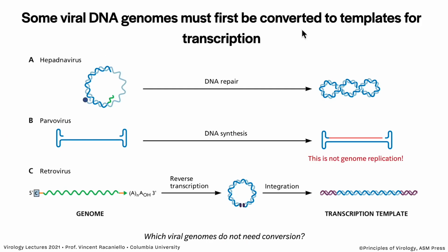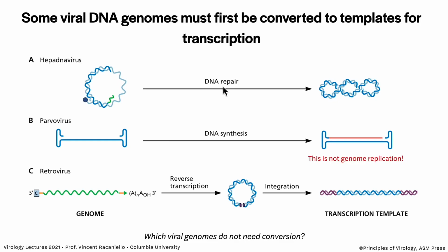Some of them have to be converted to templates for transcription as soon as they get into the cell, because remember, the first thing you have to do is make at least one protein. And so here the hepadnavirus genome is gapped, and it has an RNA on it, covalently linked, it has a protein on. You'll find out why when we talk about reverse transcription. This is a product of that process, and so it has to be repaired. And so it goes in the nucleus. It's sensed as being broken, as needing repair by nuclear systems, and it's repaired.